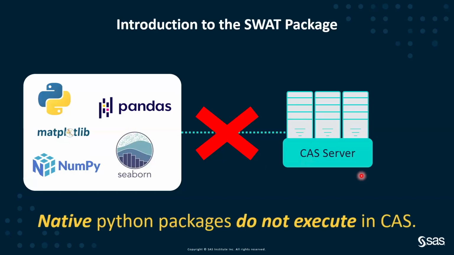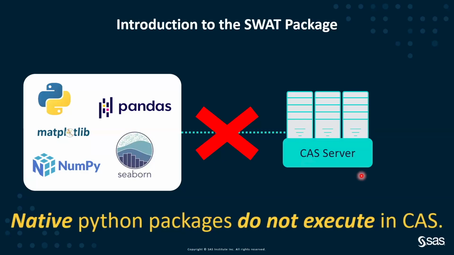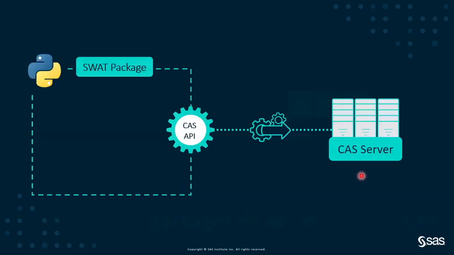So first is, we know that native Python packages won't execute in CAS. So what can be done is a SWAT package. Now, the name SWAT, of course, it's a package that is available. You can simply install it in Python, and then you are ready to interact with CAS server. So there is a package. SWAT, the full form is a scripting wrapper for analytic transfer.